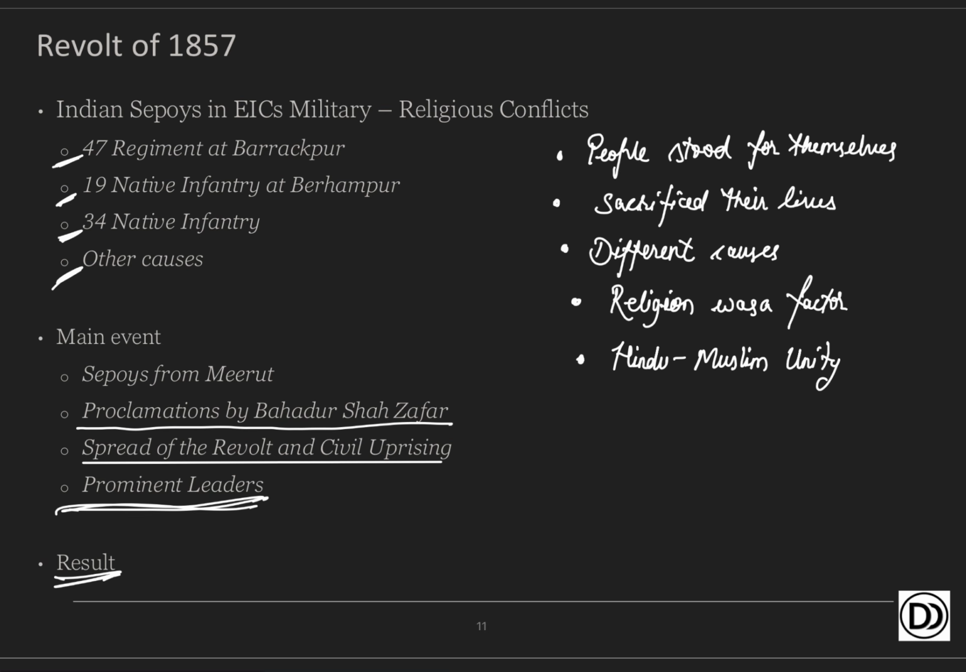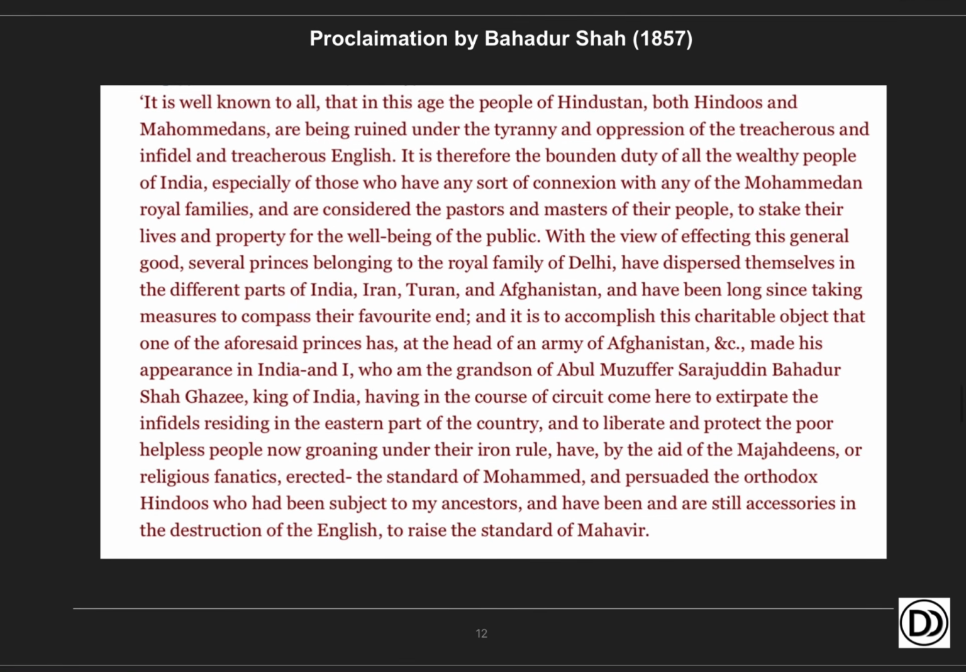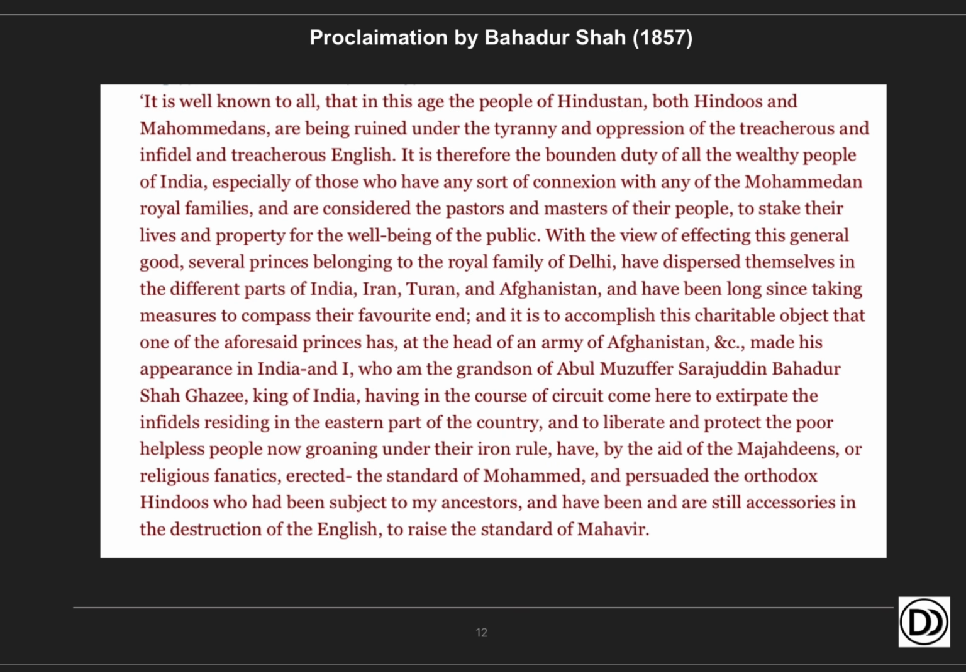Now, if you want to understand the importance of religion as a factor in this revolt, let us see what were the proclamations made by Bahadur Shah Zafar. We will look at very important points. He says that in this age, the people of Hindustan, both Hindus and Mohammedans, are being ruined under the tyranny and oppression of the treacherous and infidel English. It is therefore the duty of all the wealthy people of India, especially of those who have any sort of connection with any of the Mohammedan royal families.